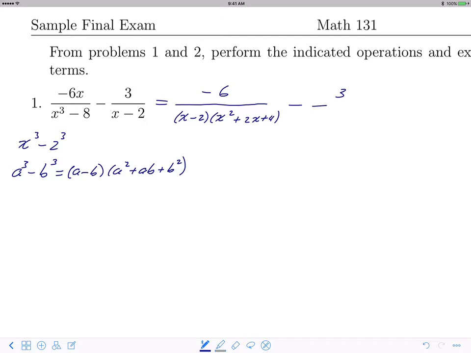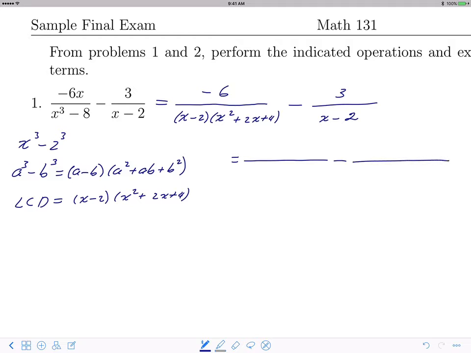Minus the other fraction, which is 3 over x minus 2. Now, looking at these two, we see that the LCD is x minus 2 times x squared plus 2x plus 4. So the next expression is going to be both of these fractions with that LCD as both denominators. So this is x minus 2 times x squared plus 2x plus 4, and same thing here.